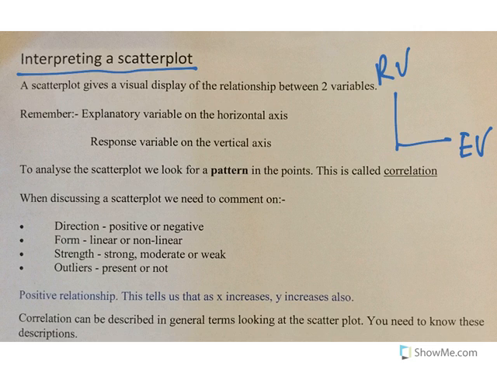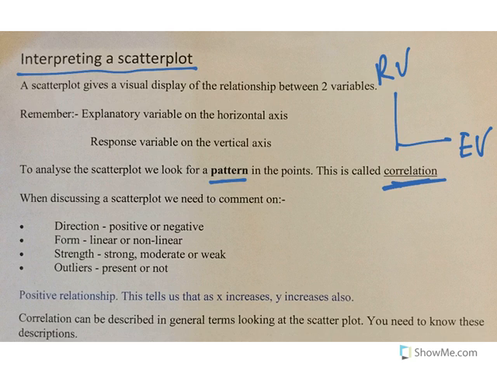Alright, so what we're doing is we're looking for a pattern, and it's given this name here, correlation. So there are some things that we would comment on, and here they are in the dot points. So direction, is it positive or negative? Is it a line or not? A straight line or not? Is it moderate or weak? And are there outliers? We'll work through those things.